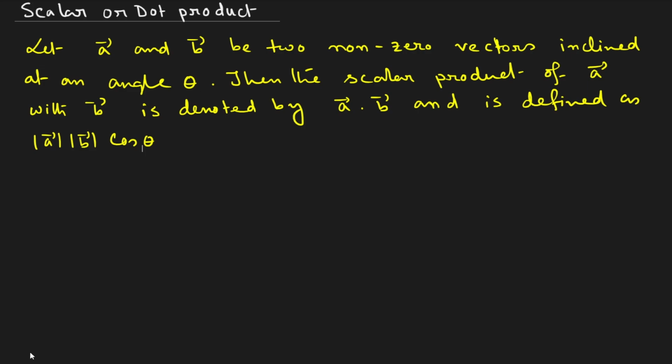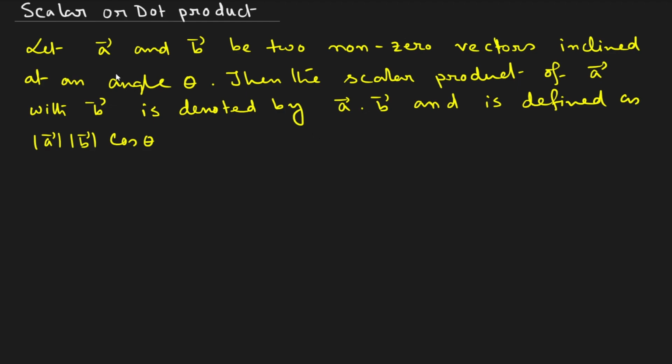Now today's topic is very important, which is scalar or dot product. In almost all branches related to mathematics, you have this particular topic. Physics, maybe mathematics, maybe engineering mathematics. In all branches you will get this particular topic. Now let us try to understand what is dot or scalar product.